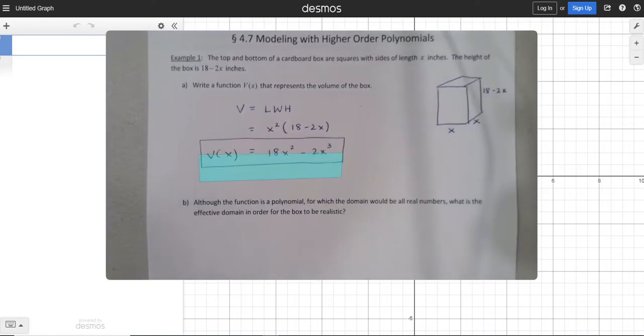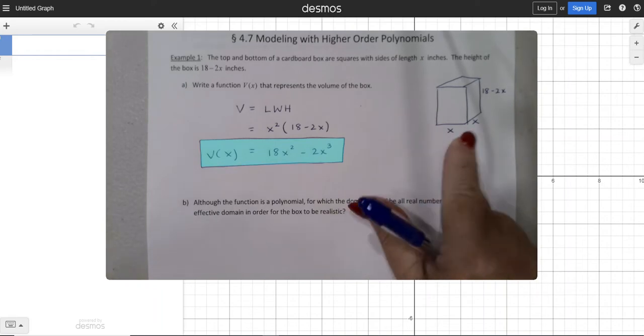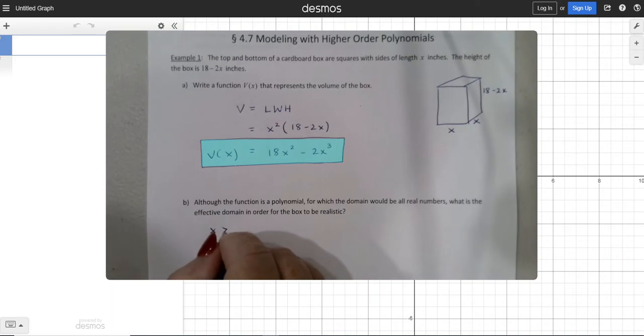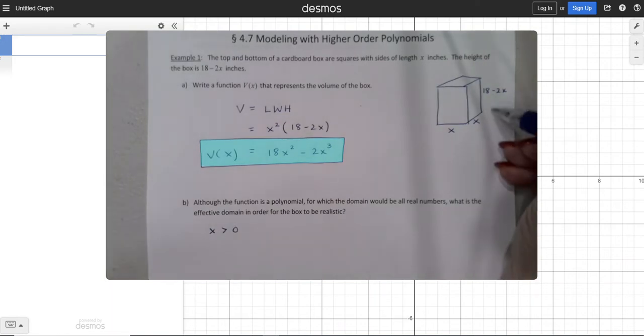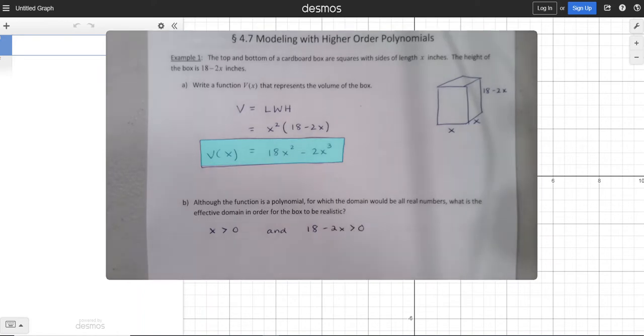All right, it says, although the function's a polynomial, so technically the domain of any polynomial is all real numbers, there's an effective domain that allows this to be realistic. First of all, certainly x has to be greater than 0, right? You can't have a negative side of a box. But the height also has to be greater than 0. So 18 minus 2x needs to be bigger than 0.